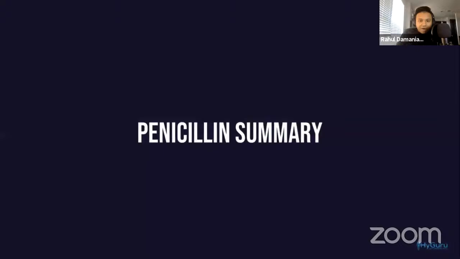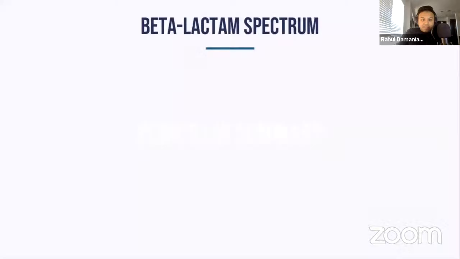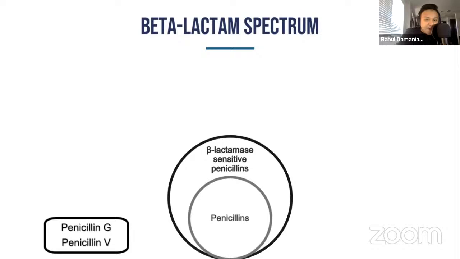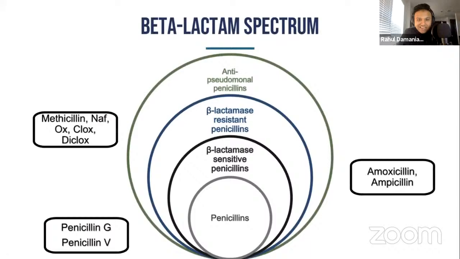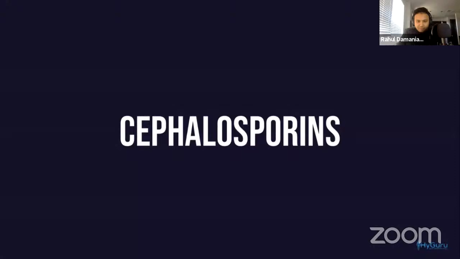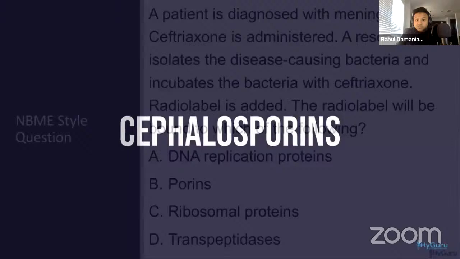All right, so let's go ahead and summarize penicillins. When you're thinking about the beta-lactam spectrum, you're going to be thinking about penicillins, which is penicillin G and penicillin V. You have the beta-lactamase-sensitive penicillins, which is your amoxicillin and ampicillin. We have the beta-lactamase resistant penicillins, which is your methicillin, nafcillin, oxacillin, cloxacillin, dicloxacillin. And then finally, your anti-pseudomonal penicillins, which are piperacillin, ticarcillin. Now, the next concept we have to talk about are the cephalosporins.